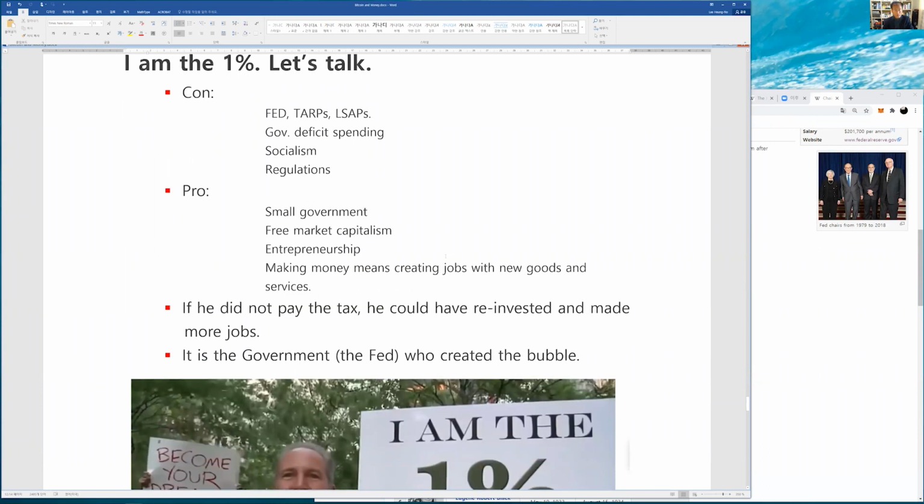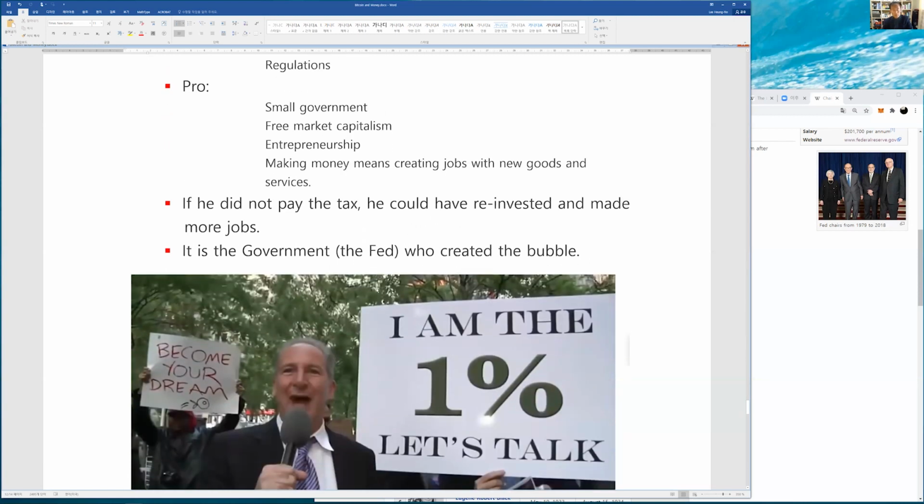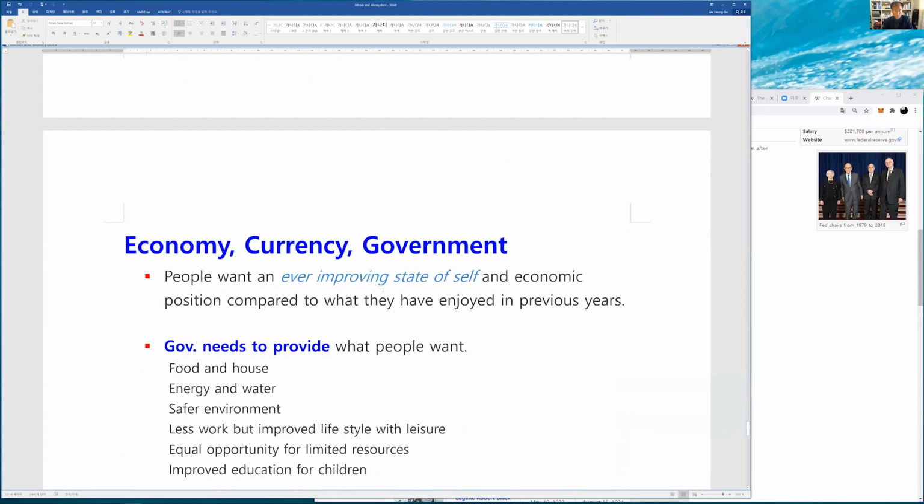And then there are other advocates who say that in the financial crisis, expansionary monetary policies are the jobs of government. So we need to have a small government. We need to have free market capitalism. Basically, we need to encourage entrepreneurship. Making money means creating jobs with new goods and services. That's the real money. So we need to go back to the gold standard. There are certain people who claim such things.